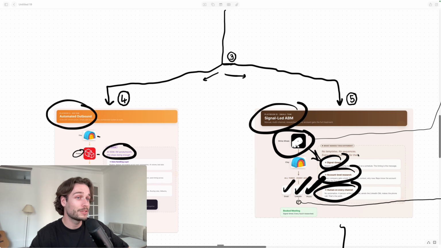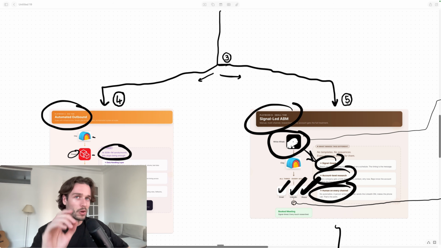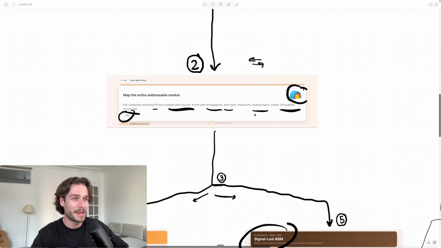Now, the reason that this is so important moves into step 3 here, and this is where you make a decision, okay? You either move down the automated outbound route, so this is step 4, or move over to step 5, and this is the signal-led ABM. And the question that you need to be asking yourself here is, what is the size of my TAM? And you know this because you've mapped it in step 2.